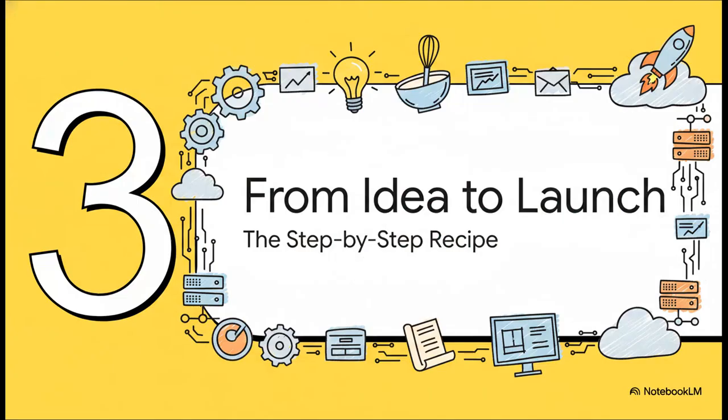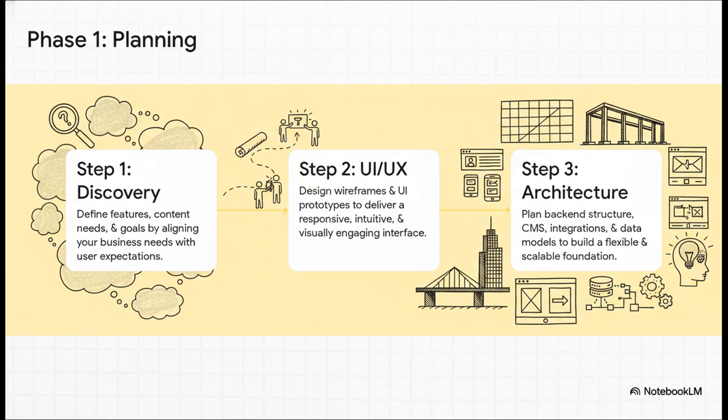Okay, so you know what you want to build. But how do you actually get from point A to point B? Well, this brings us to the recipe. The step-by-step process that takes a simple idea and turns it into a live product that real people can use. Phase 1 is all about planning. And honestly, this is the most important part. You start with requirement discovery. Basically, what are we building, why are we building it, and who is it for?